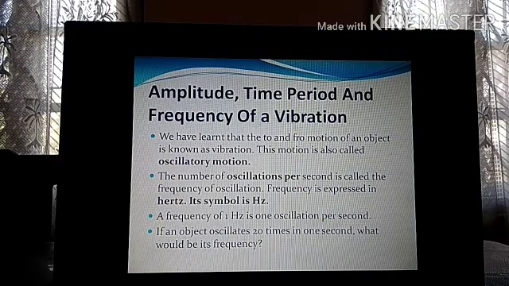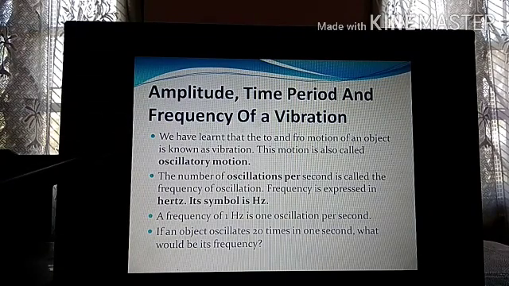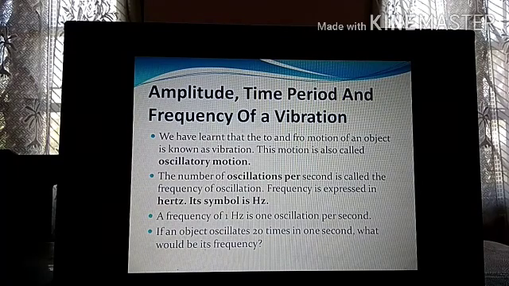The first topic that we are going to discuss is amplitude, time period and frequency of a vibration. We have learned that the to and fro motion of an object is known as vibration. This motion is also called oscillatory motion. I think you remember in class 7 you studied the simple pendulum, which vibrates or oscillates in a to and fro motion. That is called vibration, or oscillatory motion.